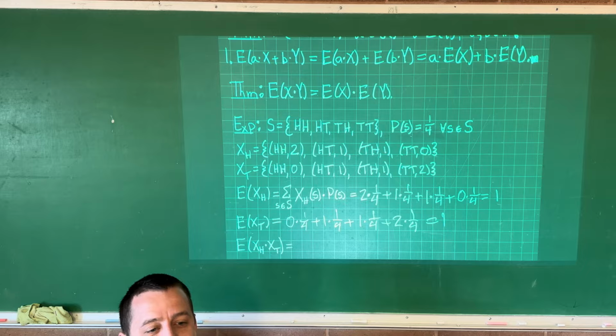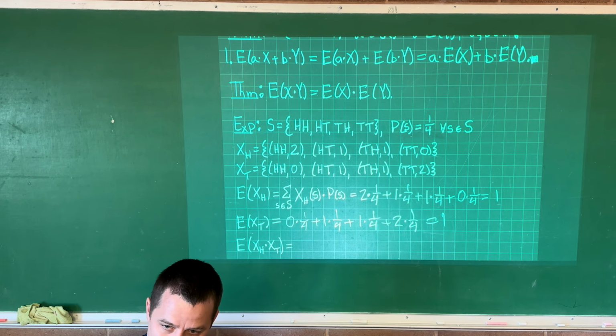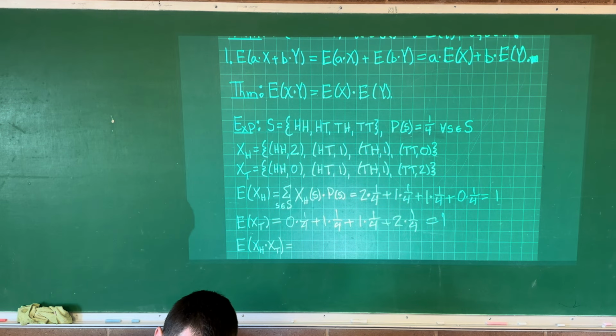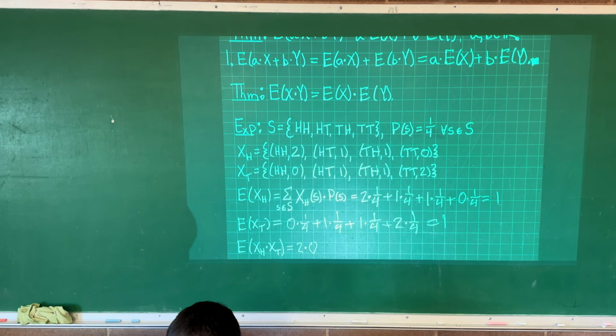Okay. Now let's calculate the expected value of X_h times X_t. First thing I'm going to do is plug HH into both of these. When I plug HH into X_h, that spits out 2. 2 times, when I plug HH into X_t, it spits out 0. And now times the probability of HH, which is 1/4.